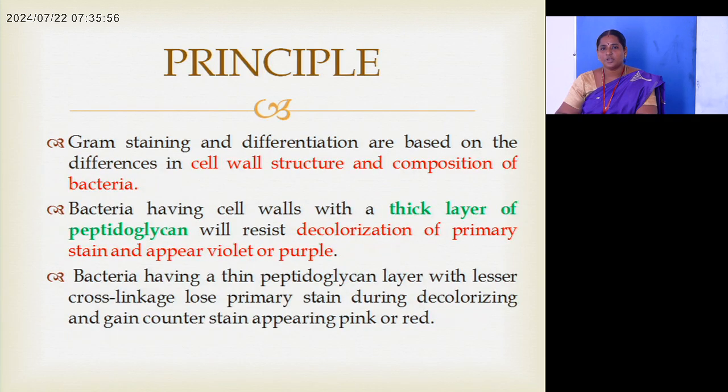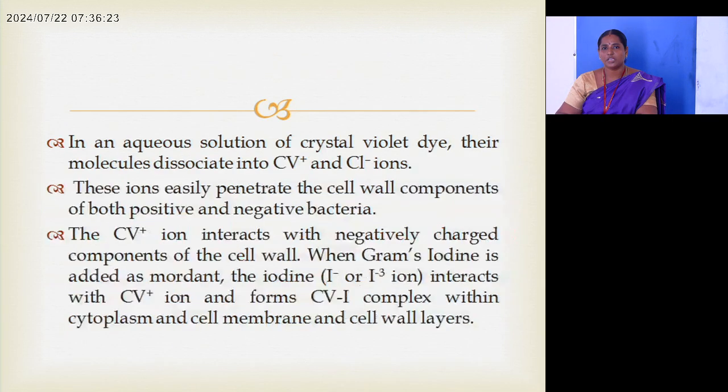First, the principle of gram staining. Gram staining and differentiation are based on the cell wall structure and composition of bacteria. Bacteria having cell walls with a thick layer of peptidoglycan will resist decolorization of the primary stain and appear violet or purple. Bacteria with a thin peptidoglycan layer with less cross-linkage lose the primary stain during decolorizing and gain the counter stain, appearing pink or red.